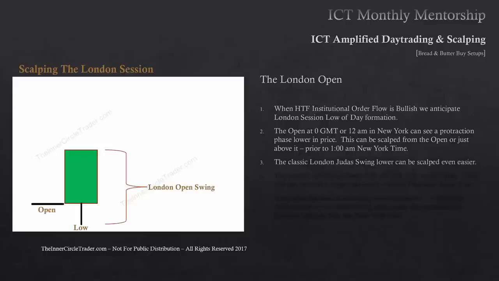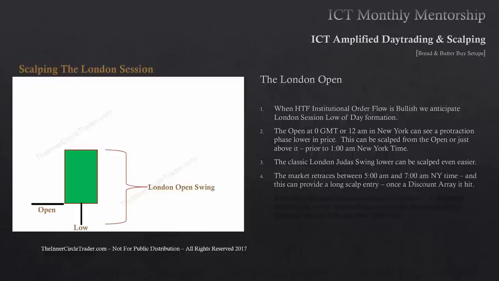The classic London Judas swing lower can be scalped even easier. If you're looking at the midnight candle in New York, that move that drops down from that candle, in my opinion, is a little bit easier to scalp, even if you're going to be seeing a higher close on the day. But Asia's open can be a little bit tricky because you could have a really tight Asian range, and it doesn't do anything.